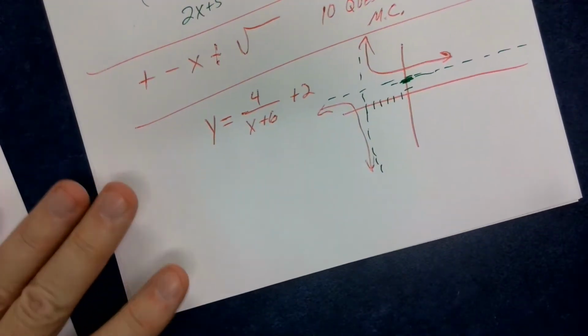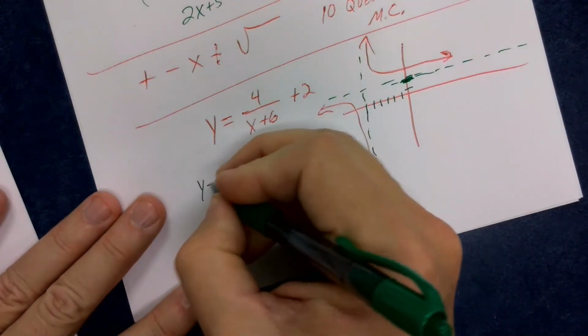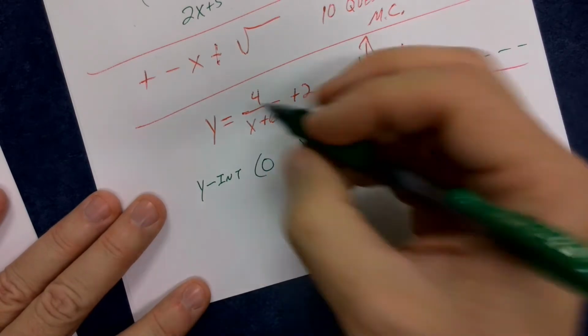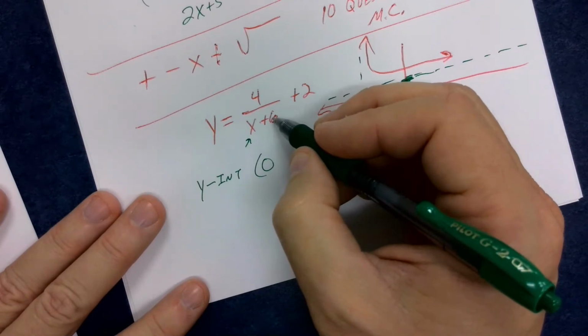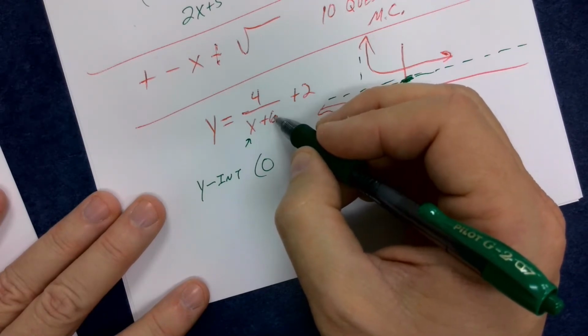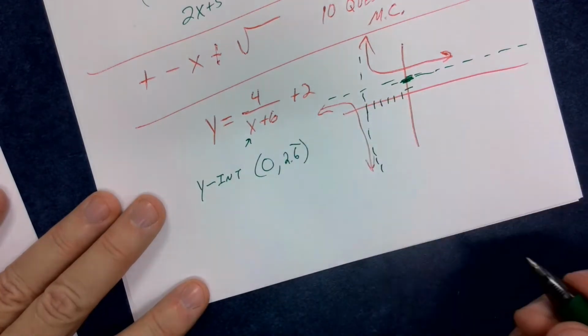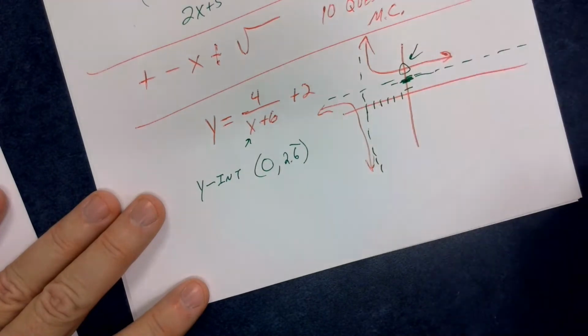You should be able to then tell me that there's an x-intercept and a y-intercept. So the y-intercept is when x is 0, so let's just plug 0 into there. So I get 4 divided by 6, which is 2/3 or 0.6 repeating, plus 2. So I get 2.6 repeating. That's the y-intercept. And look, hey, that even looks like the y-intercept on my graph.